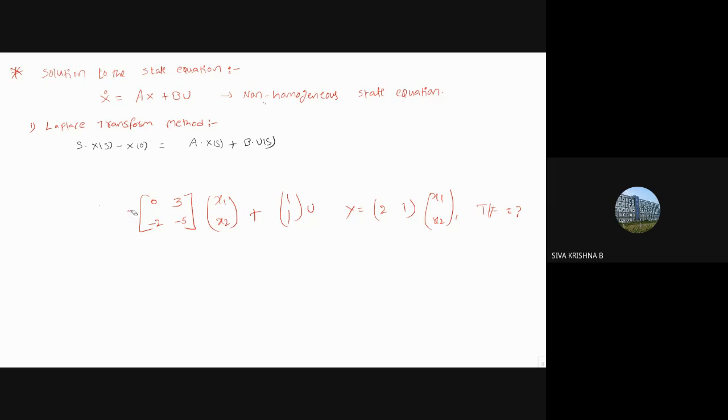Solution to the state equation. This is also just formulas. We found out the transfer function, and you have to do that here also. Solution to the state equation. Suppose it is a non-homogeneous state equation. How to find the solution of the state equation is by using two methods: one is the Laplace transform method and another one is the classical method.